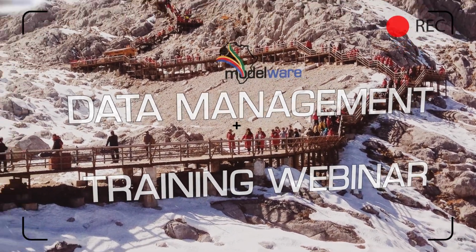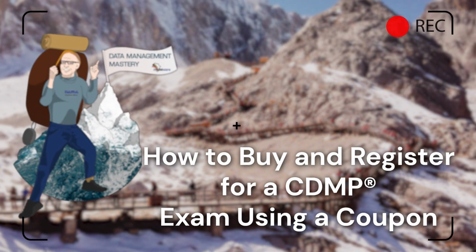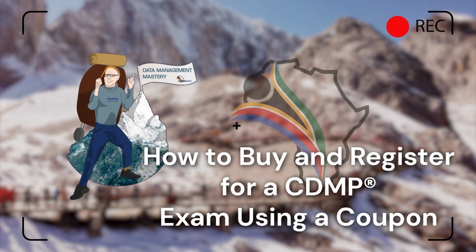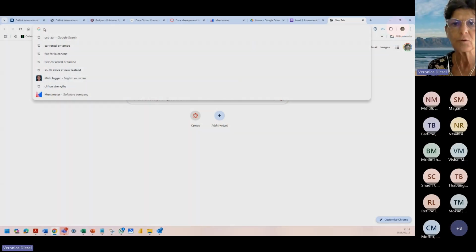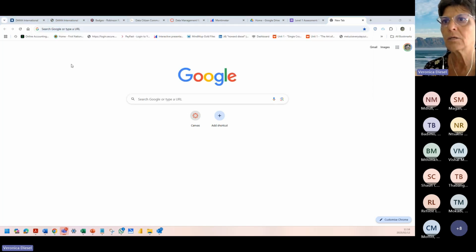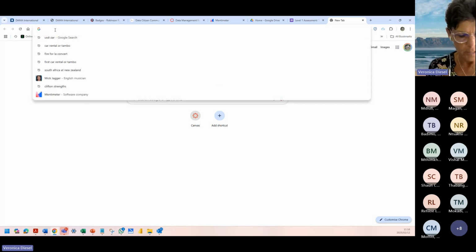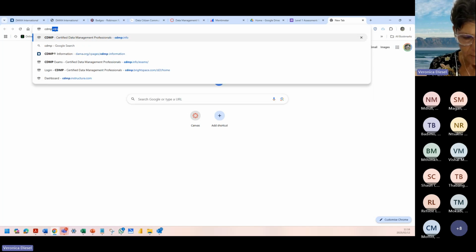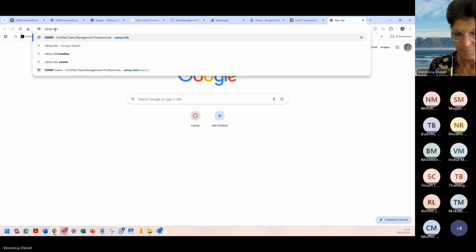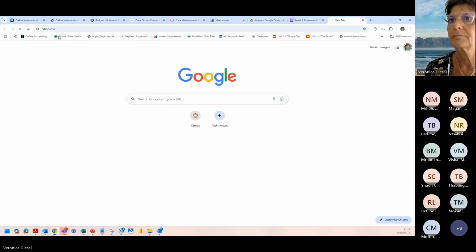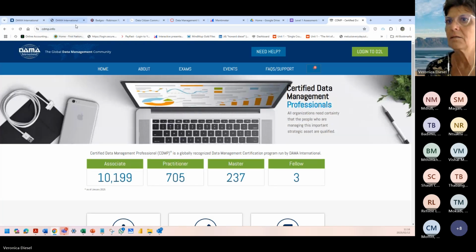Okay, so first things first, I believe that Analytic may use Edge now, but we just stick with Chrome because it was always Chrome that it was on. So on Chrome, go to cdmp.info. That's DAMA International's portal for purchasing exams.